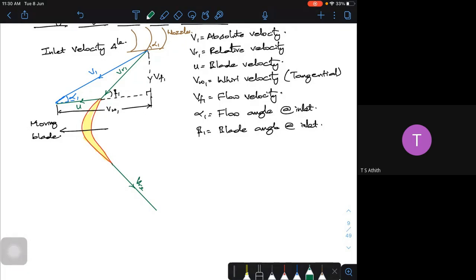Then what will happen to your fluid? The fluid will be exiting something like this. In a turbine, your inlet velocity triangle will be bigger because I have more energy. Once the energy is given to the turbine blade, I will be losing the energy. So your exit velocity triangle is smaller. So this is my V2.